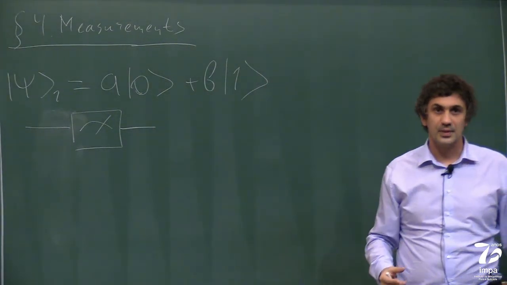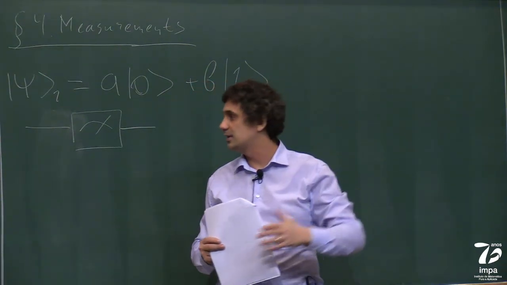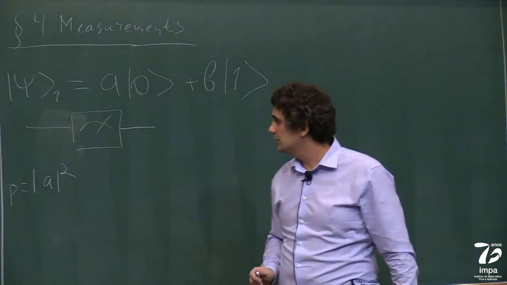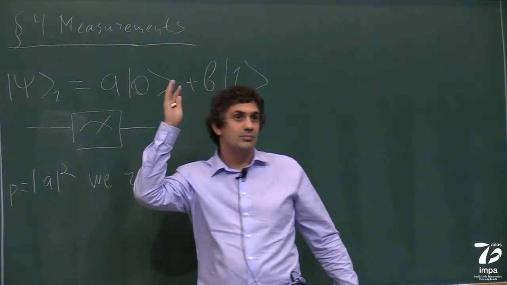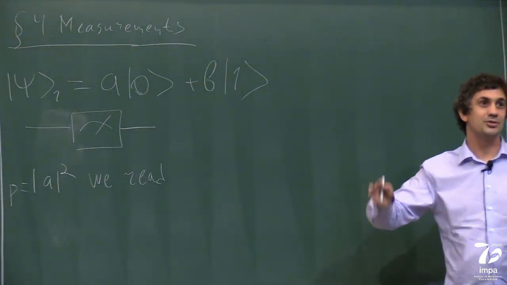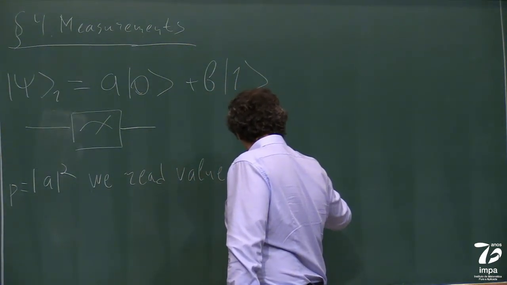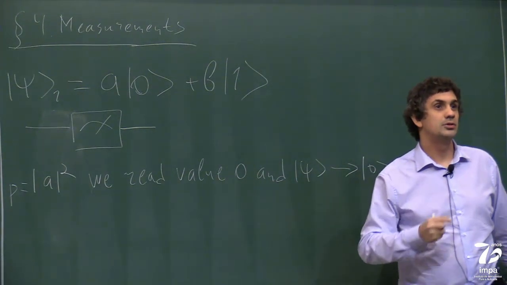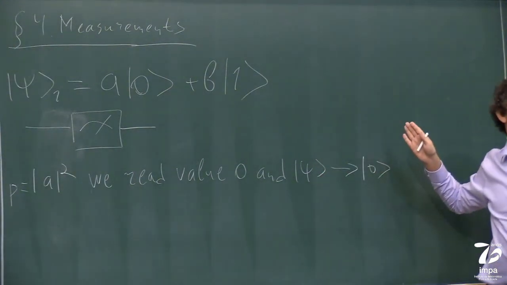What will happen? There is no deterministic process in the future, so it becomes probabilistic. And it happens like this. With probability A squared, we read, so the device which does the measurement, presumably a classical computer or might be yourself, reads the value zero, and psi goes to state zero. So you modify the state. Psi changes. We were in a state psi, and we become in a state zero.